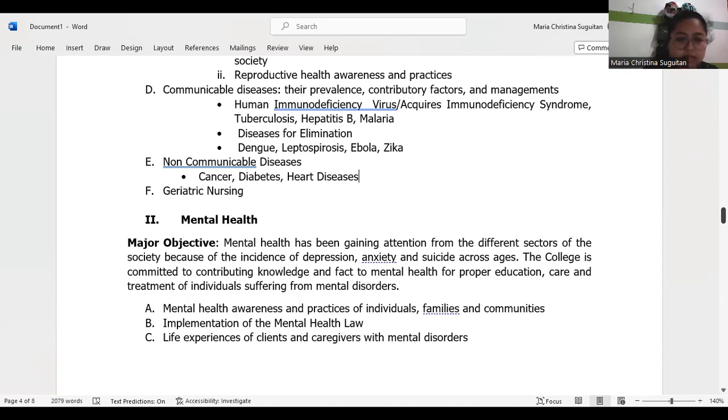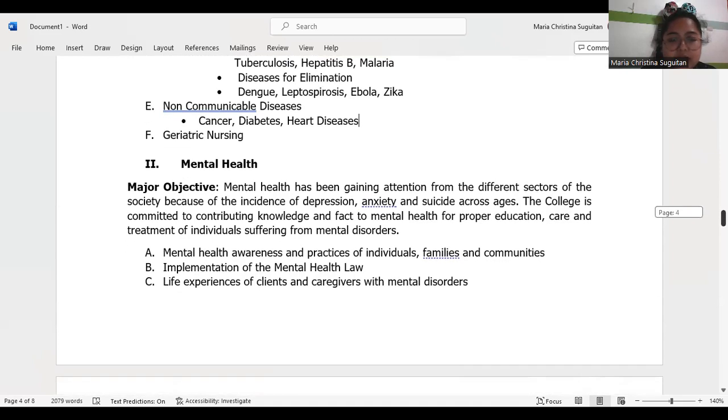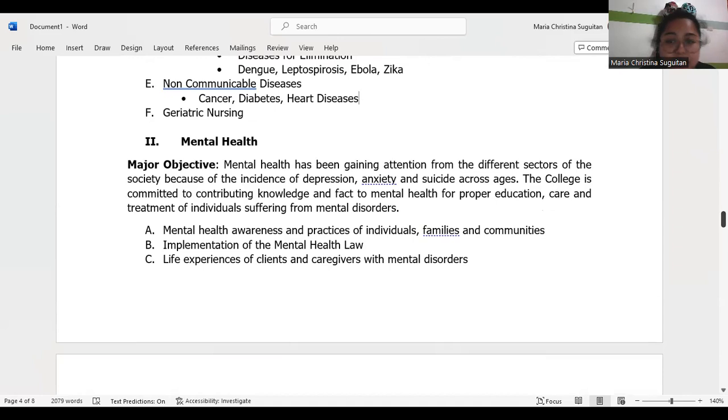Yung makikisabay tayo sa current situations. Yan. So mental health awareness and practices of individuals, families, and communities. And the implementation of the mental health law, life experiences of clients and caregivers with mental disorders. Like, di ba sabi ko sa inyo, ang research title namin ng mga kasama ko noon is lived experience of psychiatric needs. Okay, so example, we have 10 respondents, 5 of them from public and 5 of them from private. So, ganun din dapat kayo.